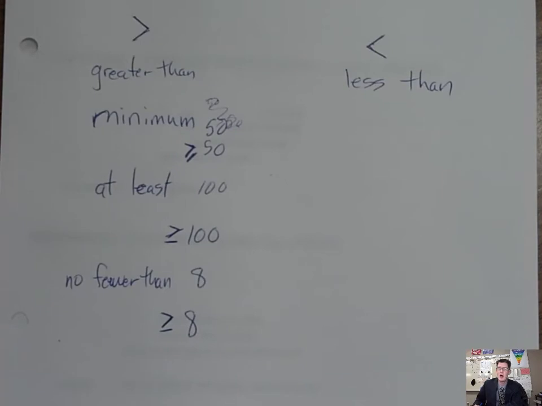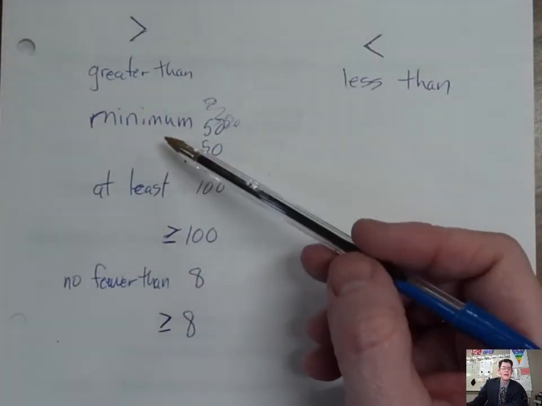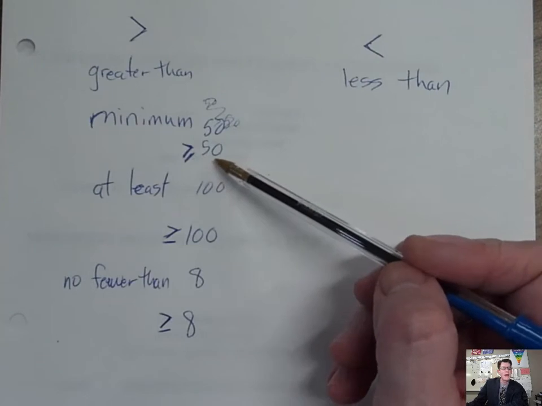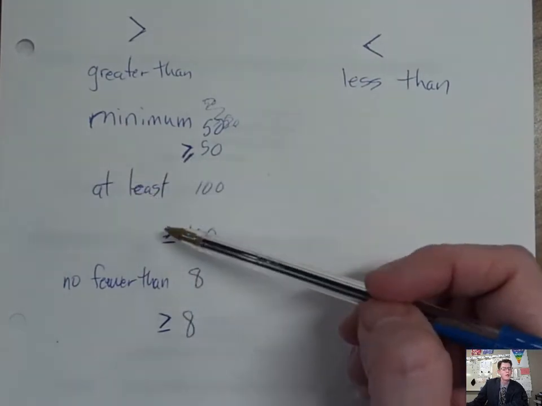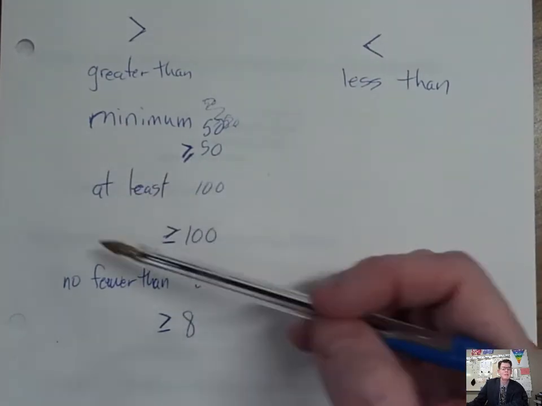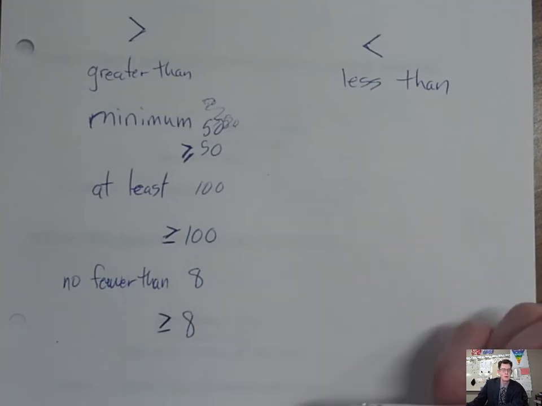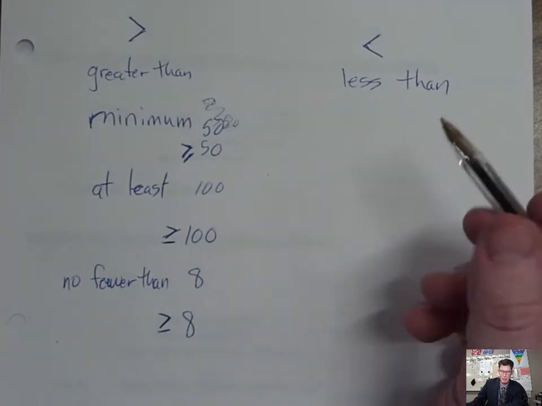It's kind of a hard thing to wrap your mind around. It does take having your thinking cap on. The minimum means it can be that number or more. At least means it's going to be more than that. No fewer means greater.